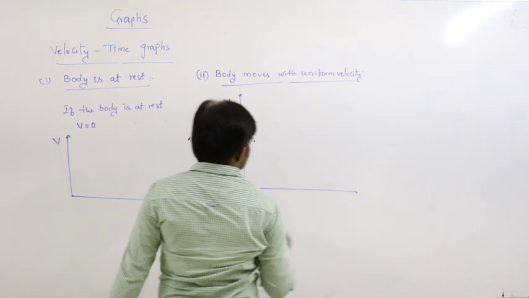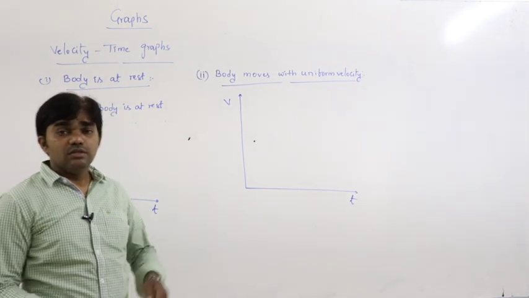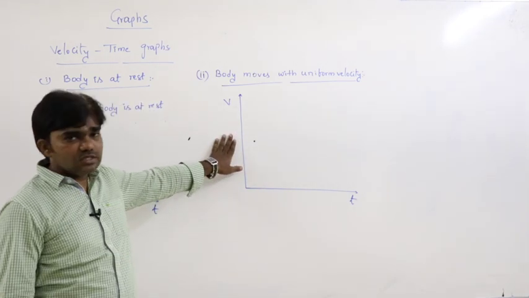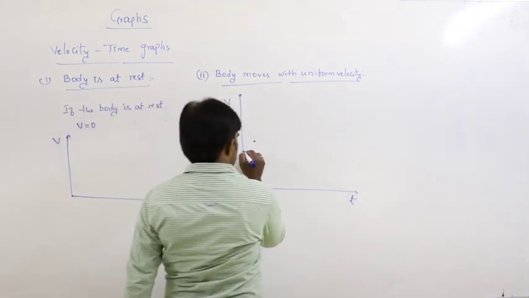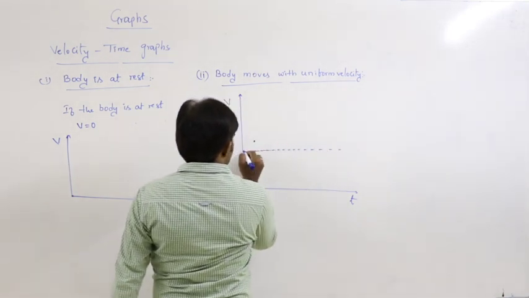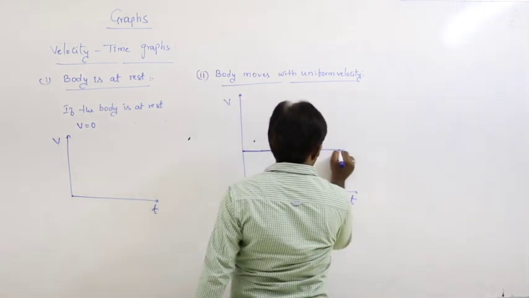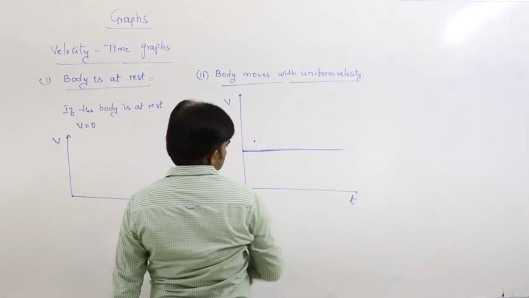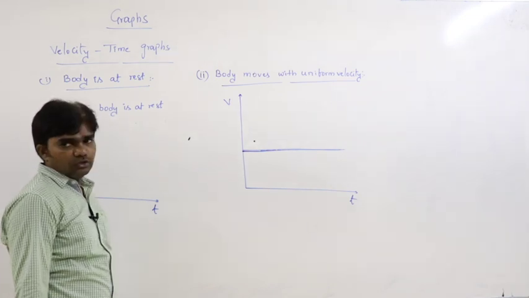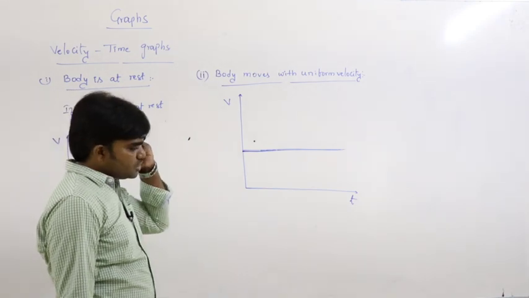So what is the shape of the velocity time graph? Of course the time increases, but the velocity remains constant. So the shape of the graph is a straight line parallel to the x-axis. This is the shape of the graph in case the body moves with uniform velocity.